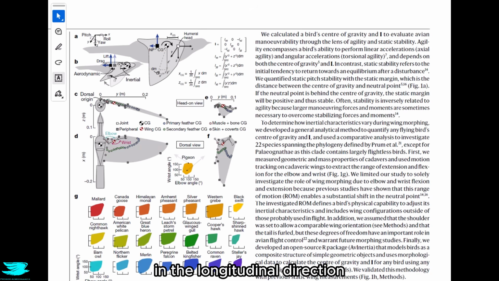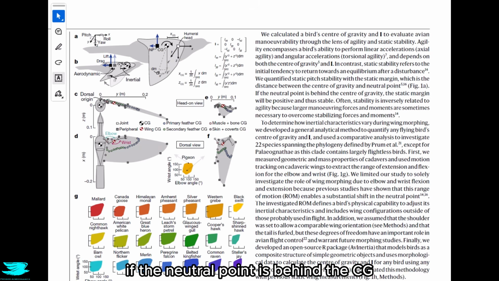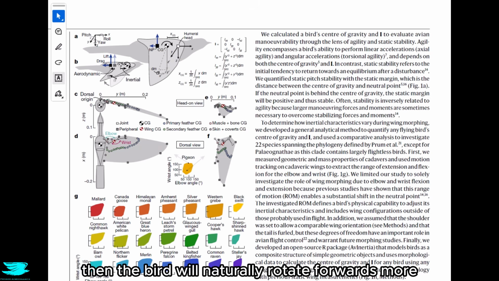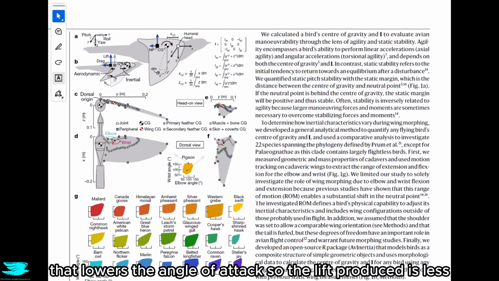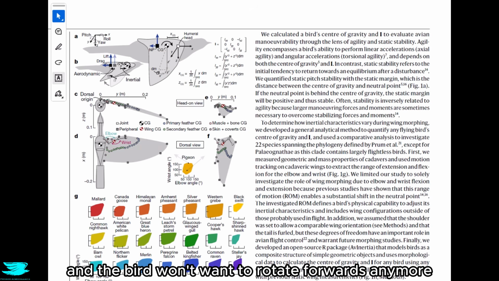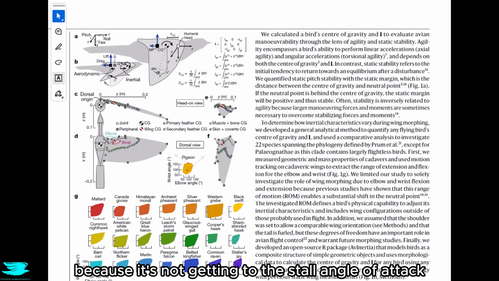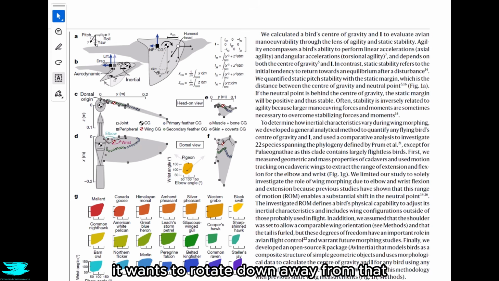So that is what static stability means in the longitudinal direction, so in this forwards-backwards direction. And just to clarify it completely, if the neutral point is behind the CG, then the bird will naturally rotate forwards more. That lowers angle of attack, so the lift produced is less, and there will be a point where no lift is produced at all, and the bird won't want to rotate forwards anymore. That makes the bird stable because it's not getting to the stall angle of attack. It wants to rotate down away from that.